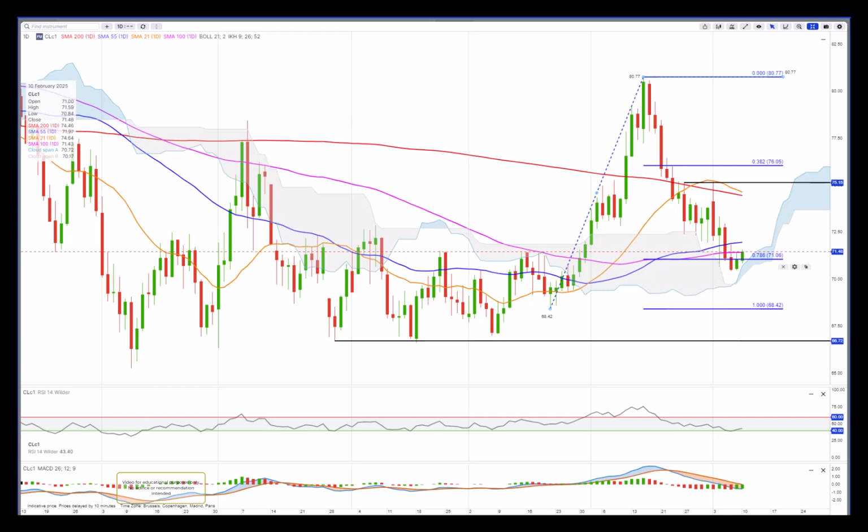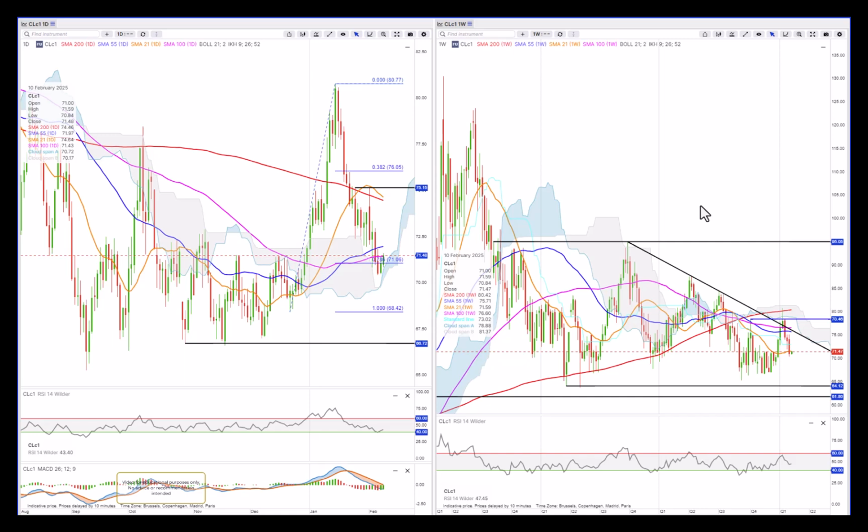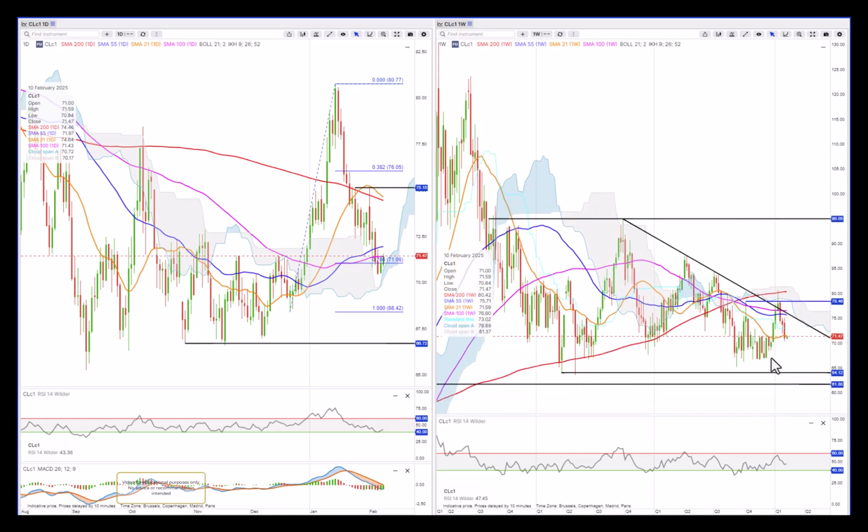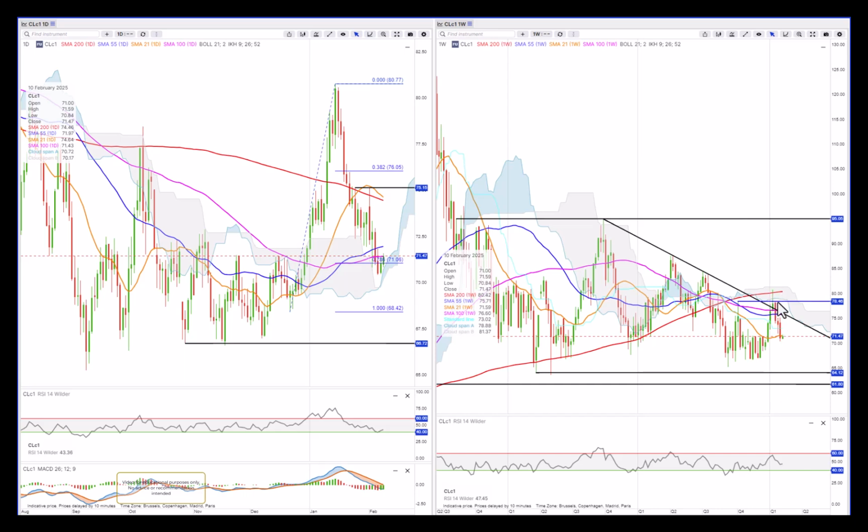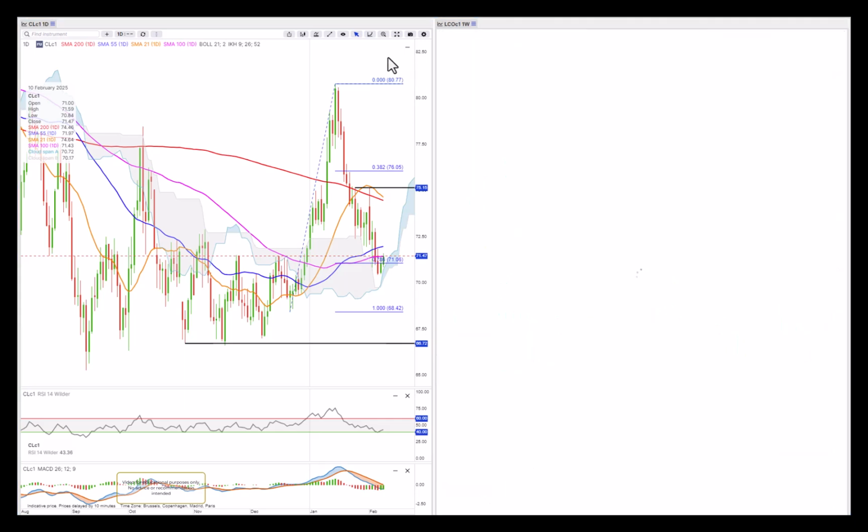But in the bigger picture, if we're looking at the weekly chart, and it's always a good thing to do that, if we have a new week, well, we are still, we got rejected there a few weeks ago, so we are still range bound here around $70 on WTI. Brent crude oil, more or less the same picture.